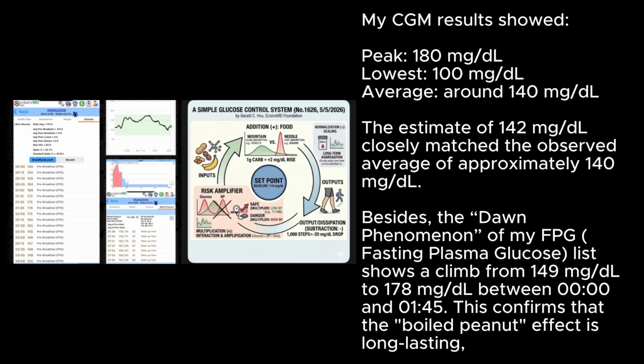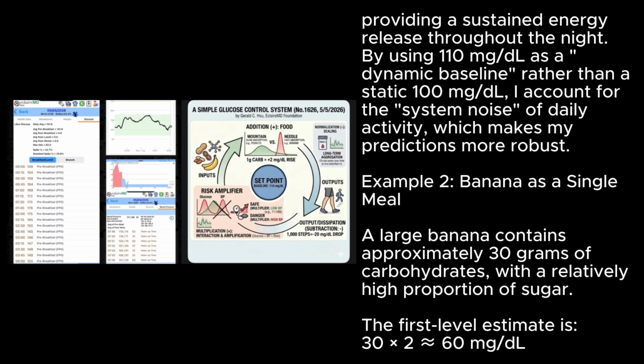Besides, the dawn phenomenon of my FPG, fasting plasma glucose, shows a climb from 149 milligrams per deciliter to 178 milligrams per deciliter between 0 o'clock and 1:45. This confirms that the boiled peanut effect is long-lasting, providing a sustained energy release throughout the night. By using 110 milligrams per deciliter as a dynamic baseline rather than a static 100, I account for the system noise of daily activity, which makes my predictions more robust.